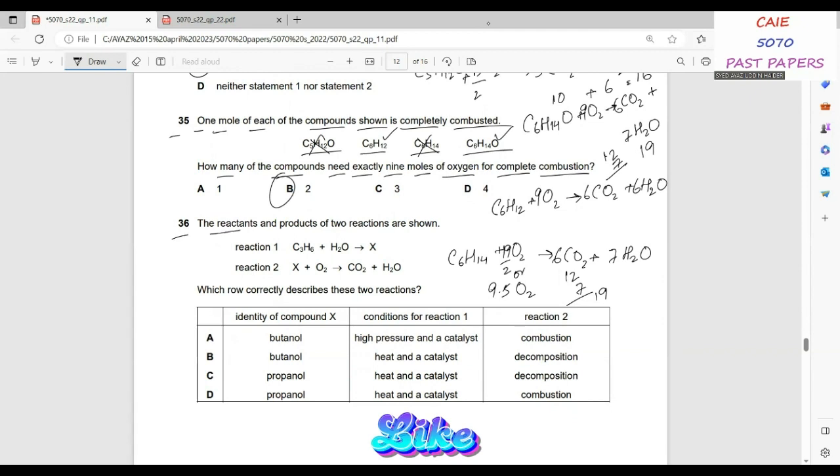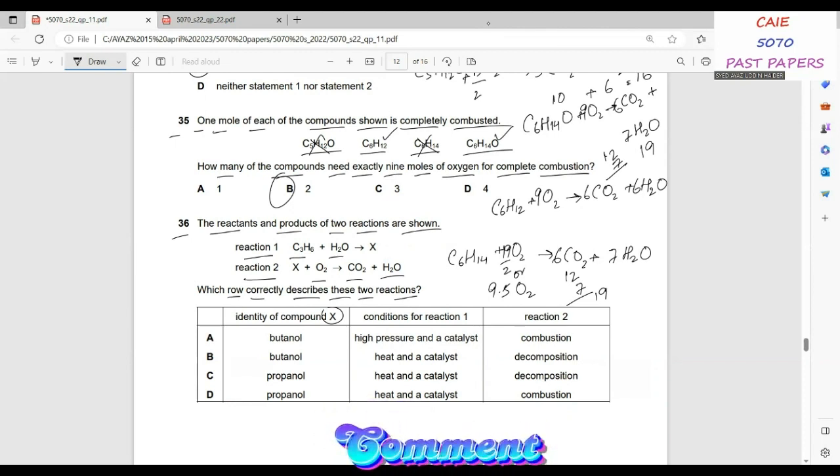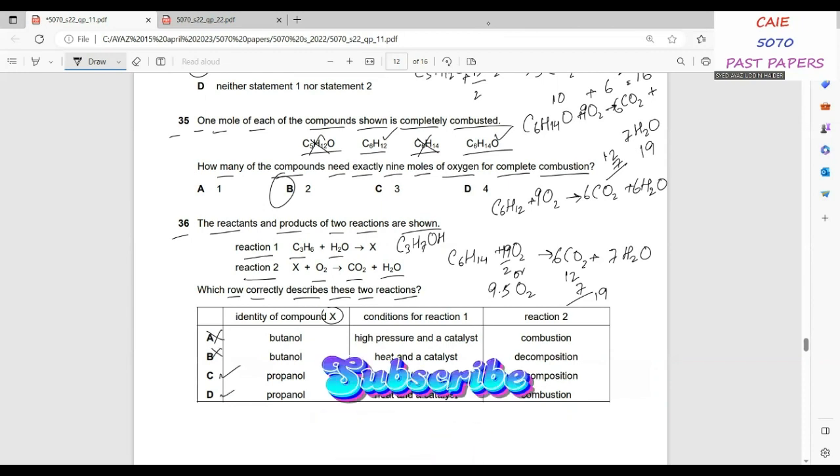Now 36. The reactants and products of 2 reactions are shown. Reaction 1: C3H6 plus H2O gives X. Reaction 2: X plus O2 gives CO2 plus H2O. Which row correctly describes these 2 reactions? Identity of compound X: compound X must be alcohol. And we have 3 carbon atoms. So we'll get C3H7OH. This is propanol. So either C is correct or D is correct. A and B are incorrect.